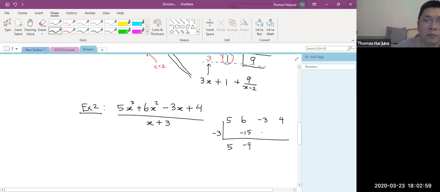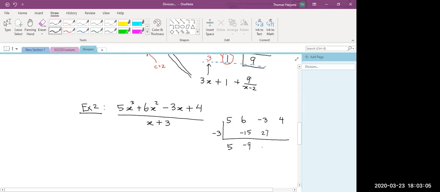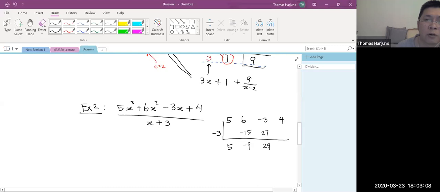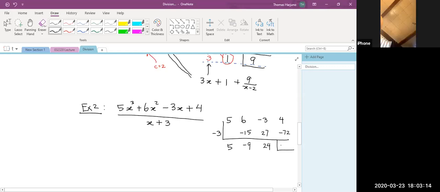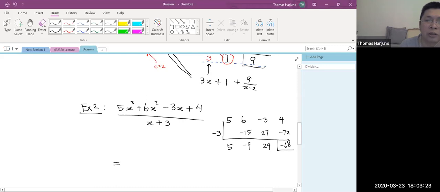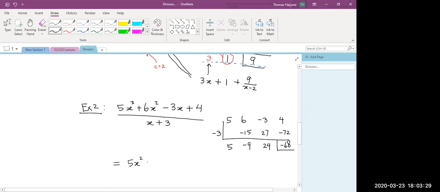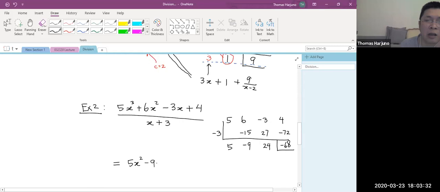What will this be? 27. Becomes 24. That's -72. So this is -68. Right? Yes. So then the quotient is 5x to the second power. 5x squared minus 9x plus 24 minus 68 over x plus 3.